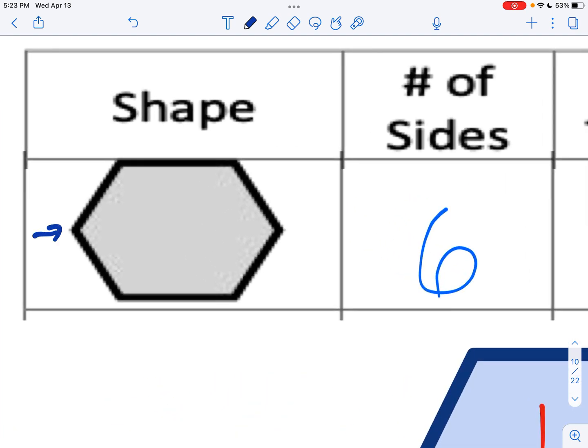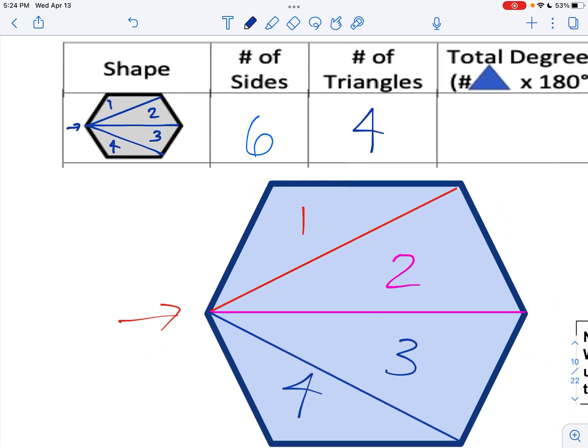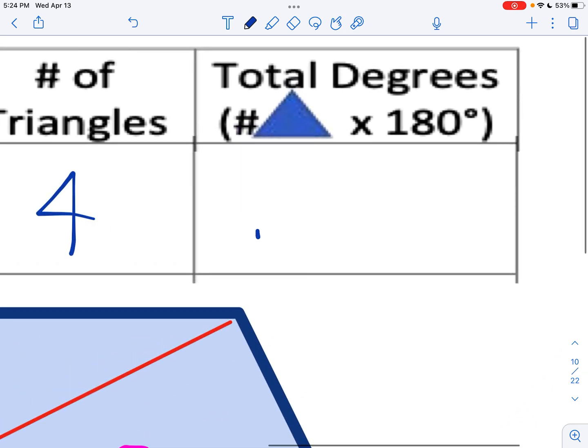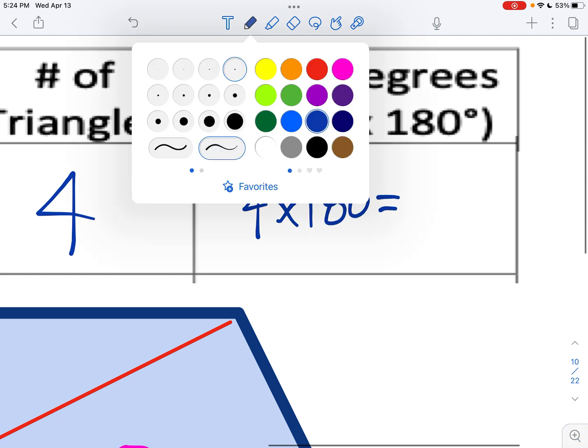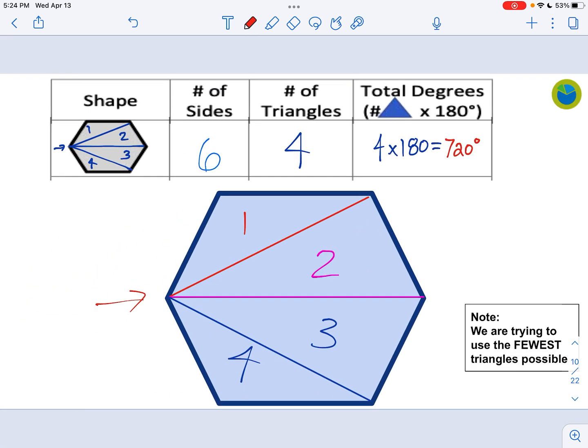So from that corner, the left corner up, then across and down. 1, 2, 3, 4 triangles. So for our total degrees, we're going to take the number of triangles, 4, and multiply by 180. 4 times 180 equals, put that in your calculator, see if you can beat me to get the answer. 720 degrees. So this shape is a hexagon, a 6-sided shape.